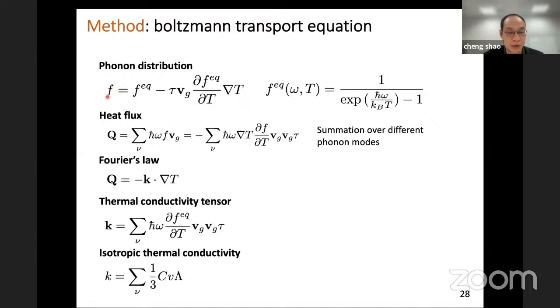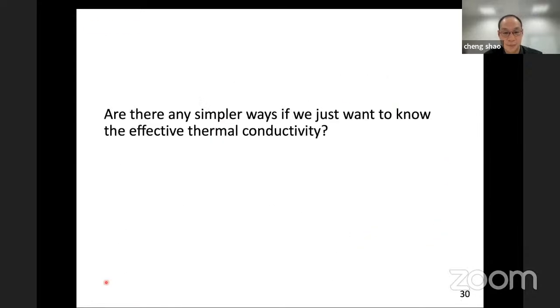If we know the phonon distribution, we can easily write the heat flux in the system as a sum over the energy carried by each phonon particle, times the distribution and the group velocity. Similarly, based on Fourier's law, we can write the thermal conductivity tensor of the system as the summation over the different phonon modes. And if we make the isotropic assumption, we can write the thermal conductivity in the phonon gas model.